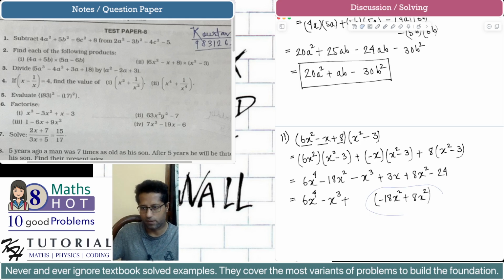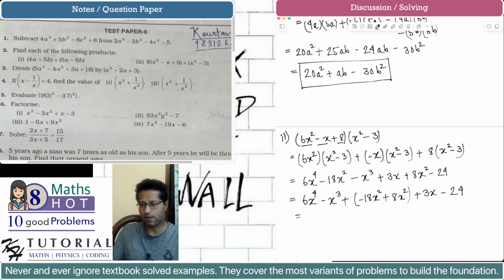So after the x square terms, we will write the x terms. Okay. So what are the x terms? X terms is only 3x. And then after the x terms, we write the constants, that is minus 24.